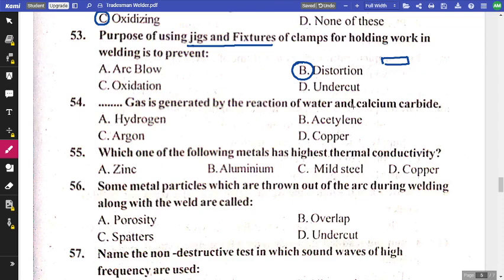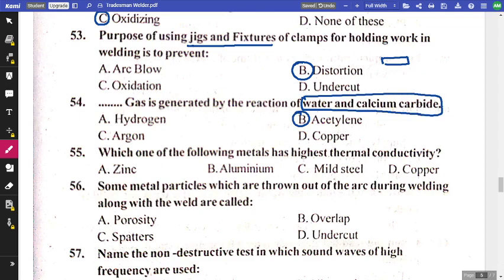Dissolved gas is generated by the reaction of water and calcium carbide. It's a very simple question. We'll be using this for generation of acetylene for the gas welding operation.